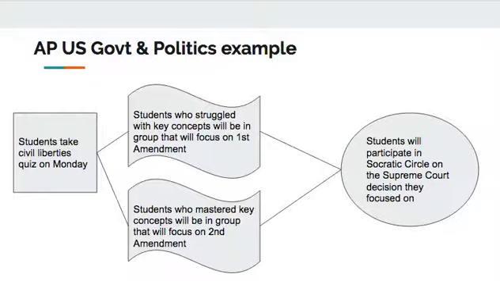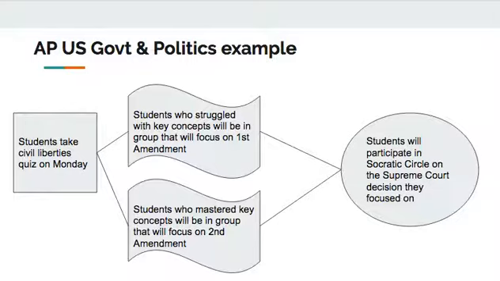Another example of using cluster grouping is one that I designed this week with Sarah Dahl-Weiland, where students are going to take their civil liberties quiz on a Monday. It will be based on chapter 4. There's a lot of layers to that chapter. At a basic core level, you have to understand the First Amendment. There are going to be a ton of questions on the First Amendment on the AP exam, on the unit exam. They're going to show up on the free response question. And if you struggle on the quiz, that's really where we need you to spend your time.